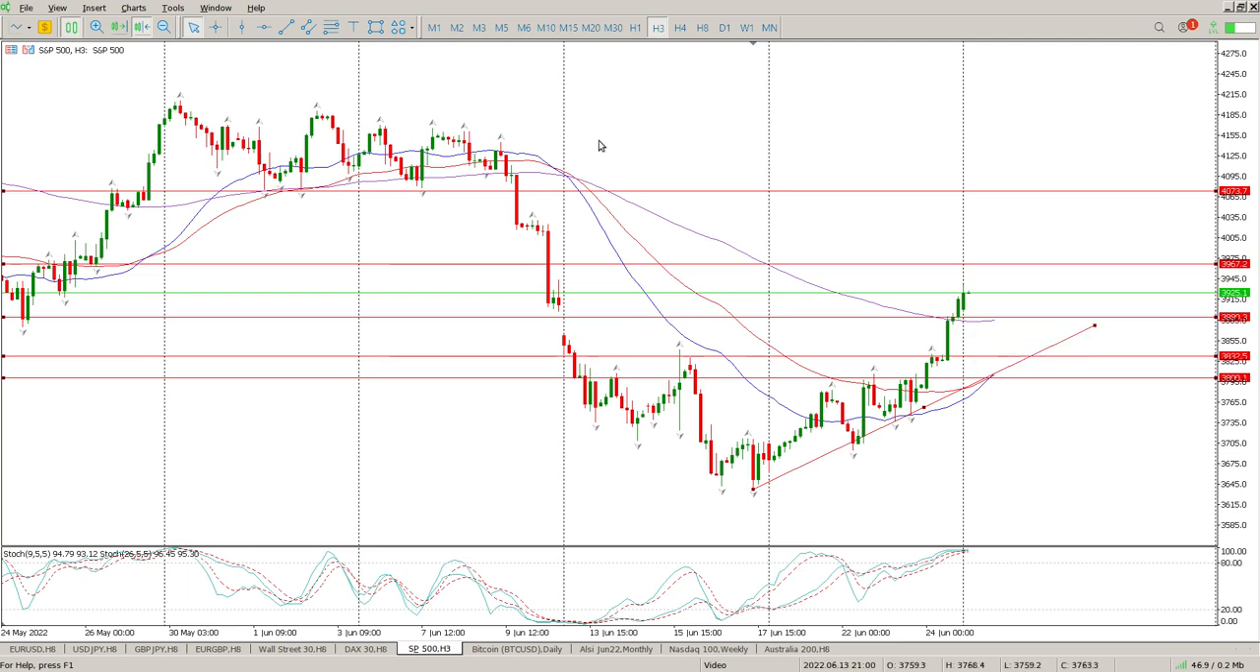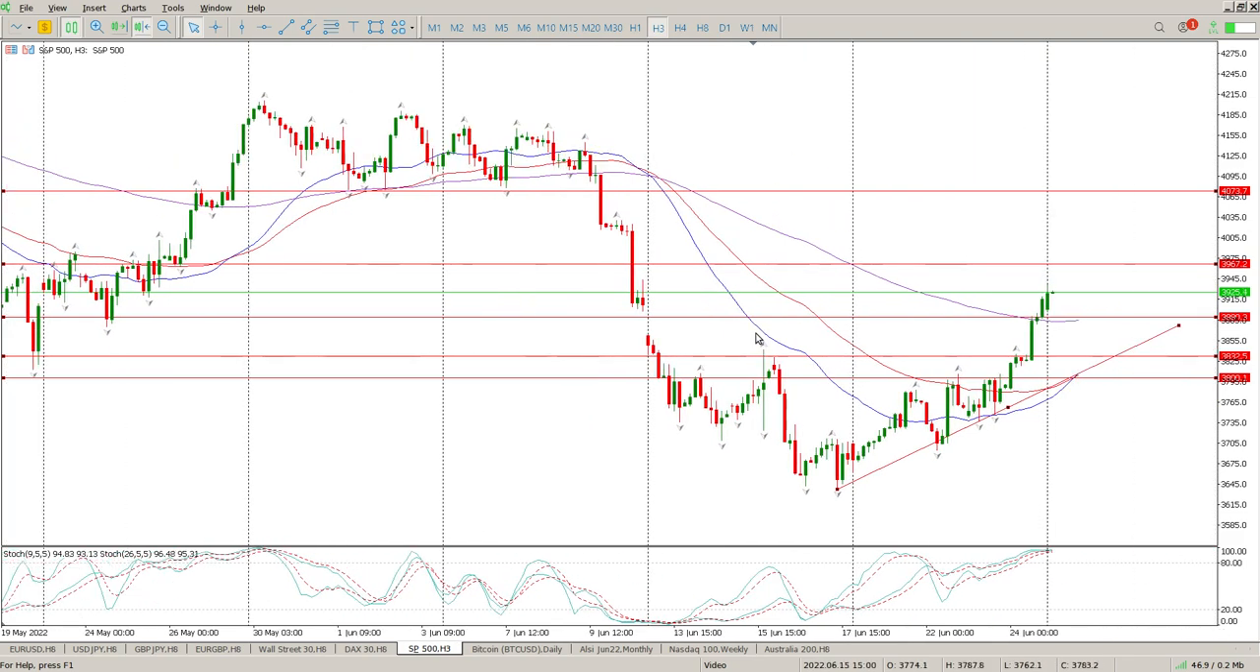Okay, anyway, that's kind of my view at the moment. Not looking to jump in long here, looking for a pullback onto structure before I go long, or alternatively, if it does get to 39.67, I'd be looking for an opportunity to jump in short up there for a move back down. So that's kind of the play that I have today.